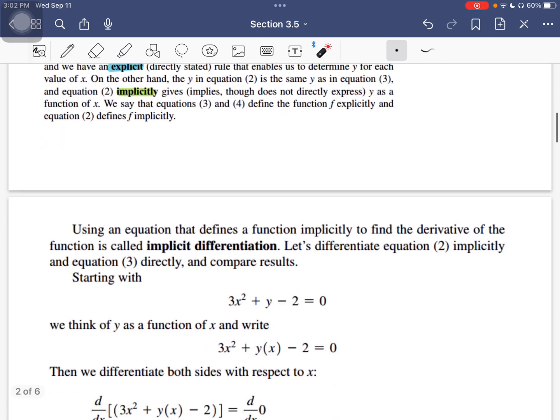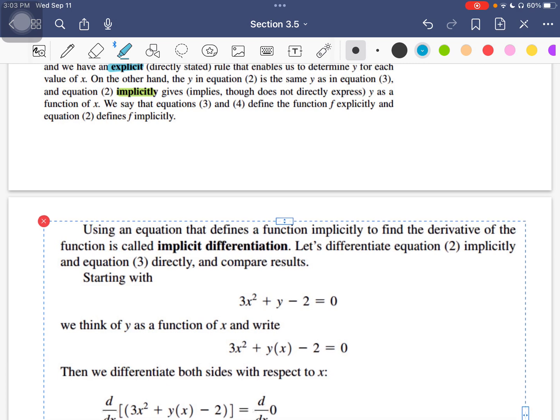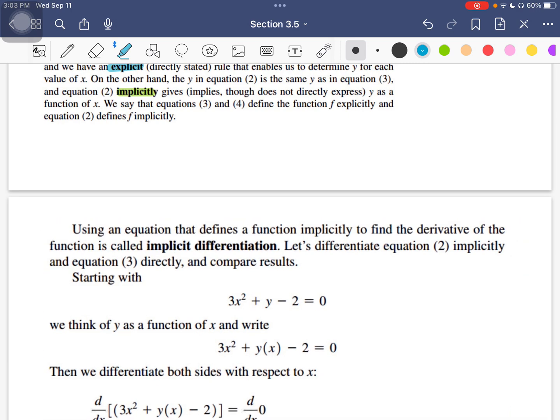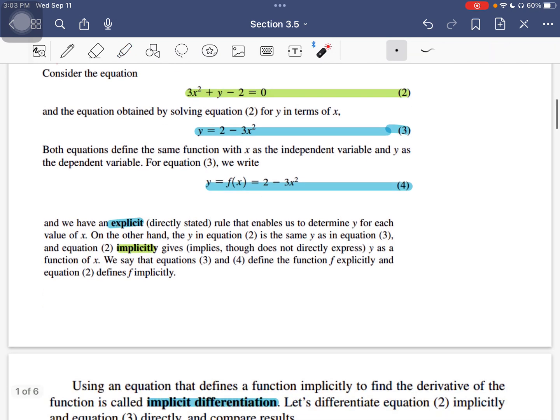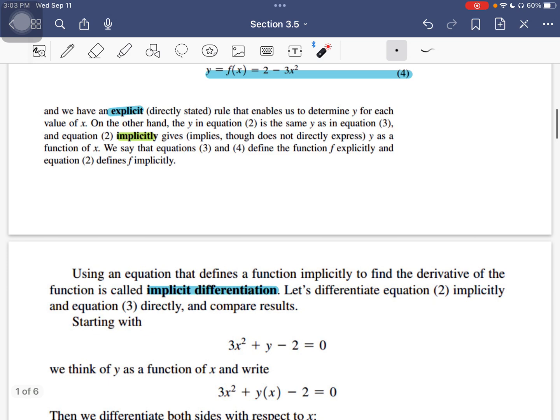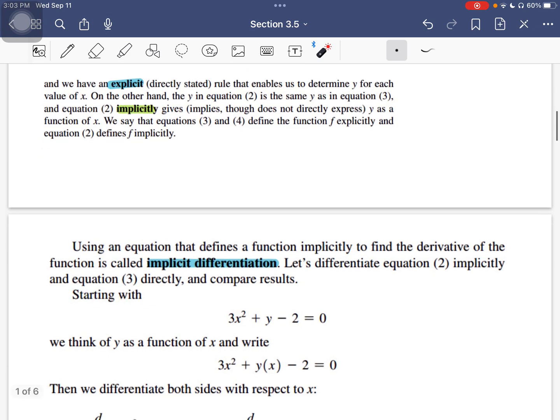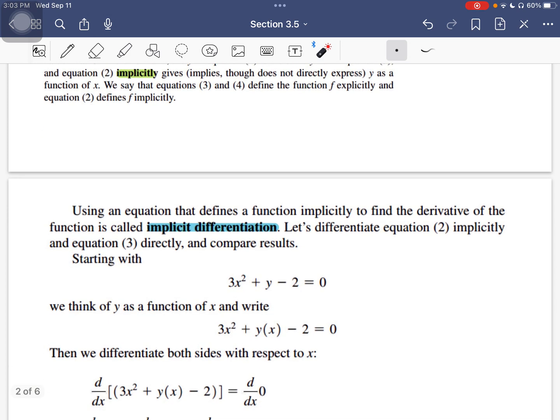Using an equation that defines a function implicitly to find the derivative of the function is called implicit differentiation. And that's what today's video is all about. So looking at the same equation that we had before, what we're going to do is differentiate it implicitly. So we'll differentiate equation 2 implicitly, and equation 3 directly.